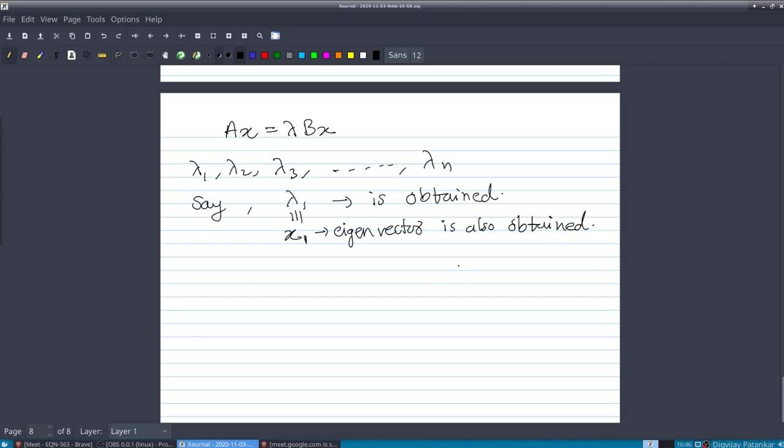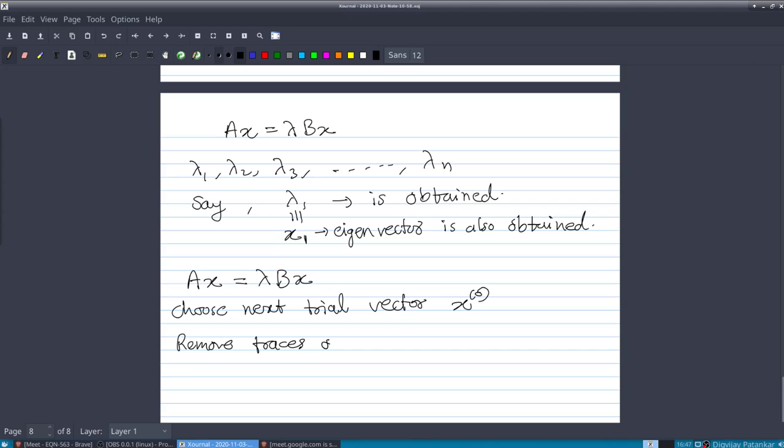So first eigenvalue and first eigenvector is obtained. What I will do next is start with something like Ax = λBx, and choose a trial vector, the next trial vector x0. But as I said, it will by default gravitate towards λ1. To avoid that, remove traces of x1, that is the first eigenvector, from x0. How to do that?